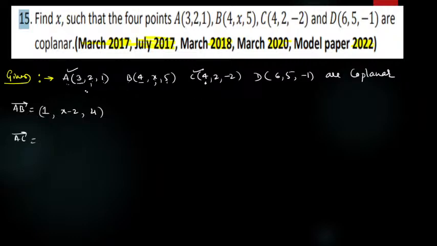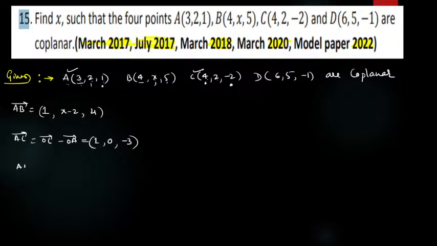So here, 4 minus 3. Don't do 3 minus 4. Go with C, then come with A. Likewise, OC minus OA. So OC is nothing but C point. That is 4 minus 3 you have to do. That is 1. Next, 2 minus 2, that is 0. Again, minus 2 minus 1, that is minus 3. So you got AC as 1 comma 0 comma minus 3.